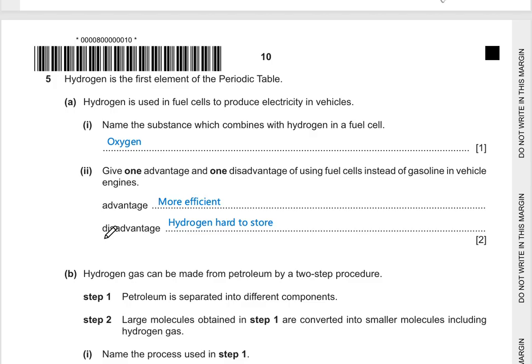Give one advantage and one disadvantage of using fuel cells instead of gasoline in vehicle engines. So remember that hydrogen is flammable, and since hydrogen is flammable, and we don't want the car to explode, hydrogen is hard to store. Its advantage is that it is more efficient.